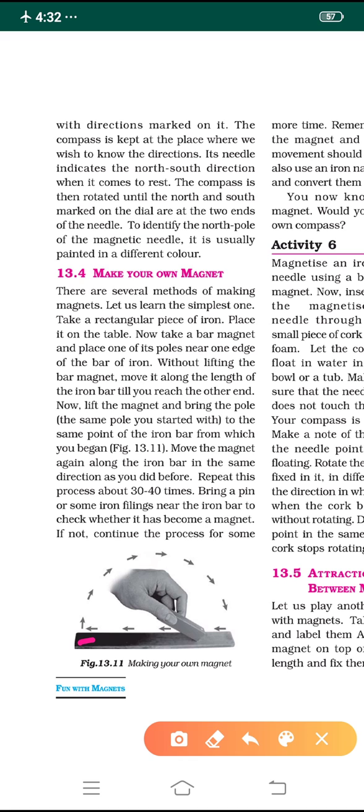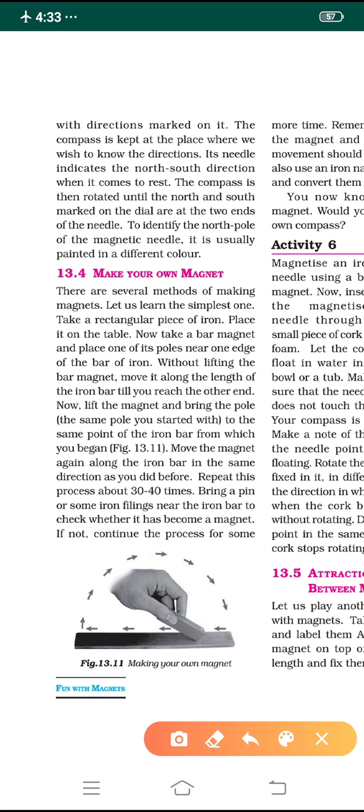See, now when you reach this end, you have to lift the bar magnet. Just lift it after reaching the one end. When you reach the other end, again lift the magnet and bring the pole to the same point of the iron bar, the same end where you started, from where you began. From there only you have to put it and start again.